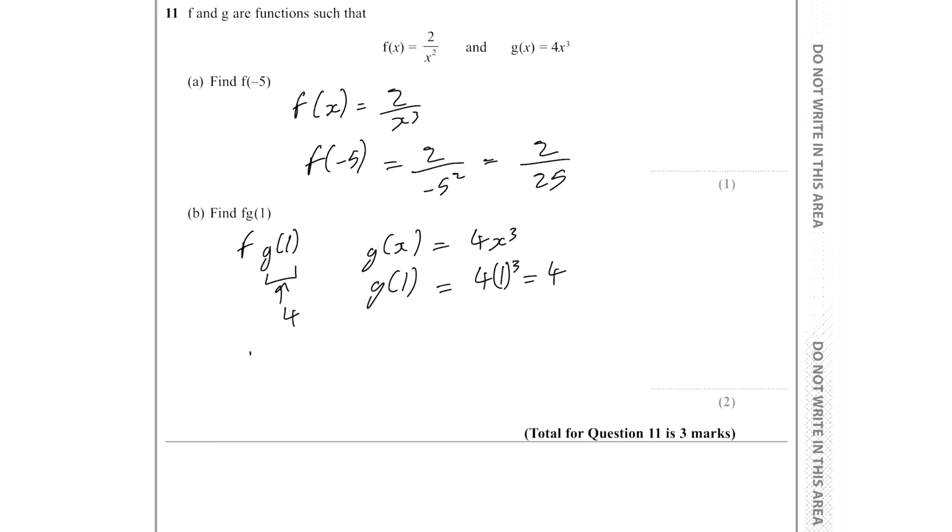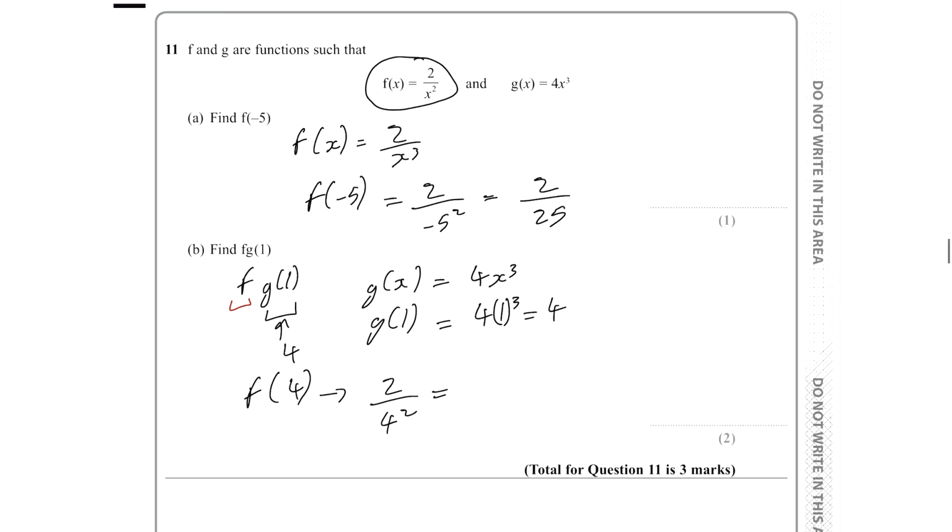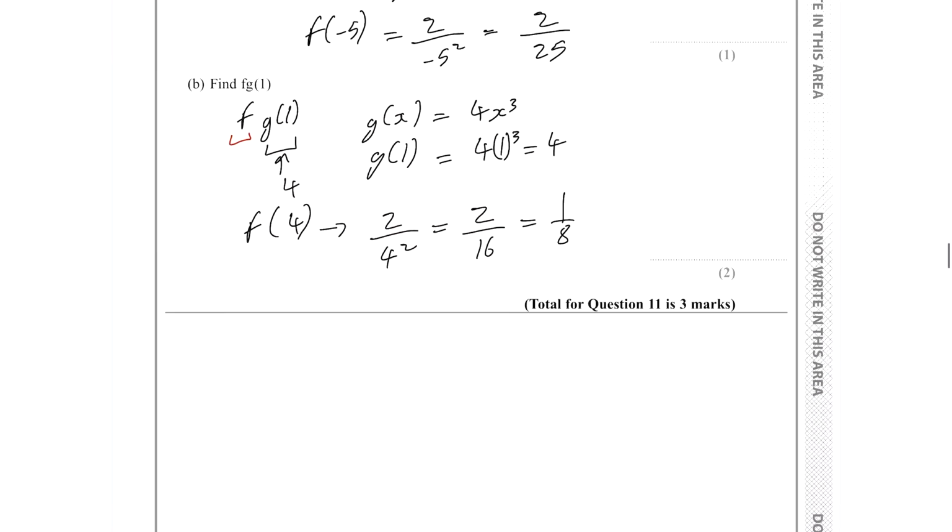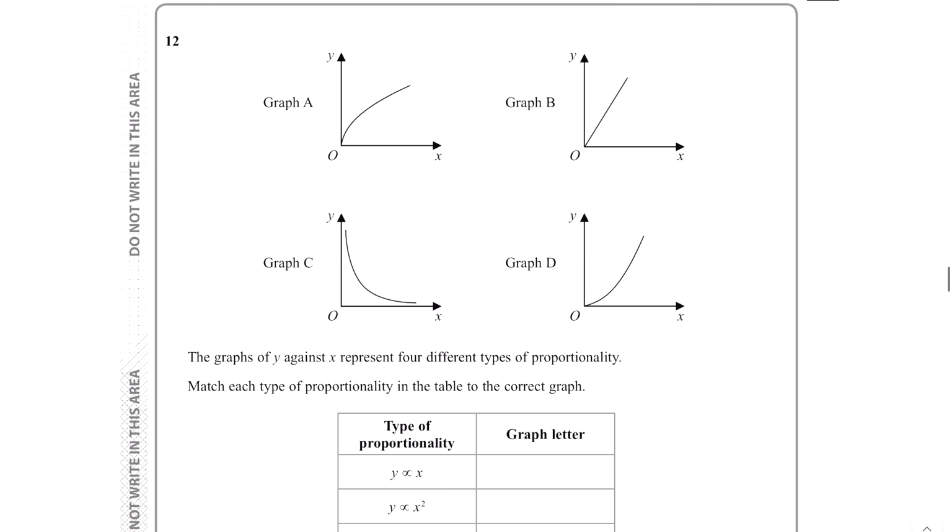So now we know what this bit is. It's 4. So that's the same as writing f, which we've still got out here. We haven't done anything with this f. So that's going to be f of 4, and then that becomes 2 over 4 squared, which comes from that equation there, which then becomes 2 over 16, which can be simplified to 1 over 8. So moving on to the next one.